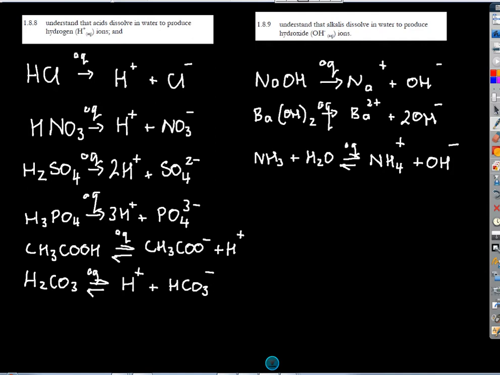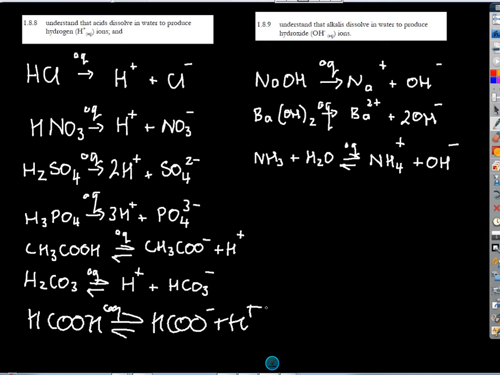But we'll just run through it very quickly again just to show you that these are all the acids that you should be familiar with. In fact, there's another one that you should also be familiar with, which is this one here at the bottom, which is again a weak acid called methanoic acid. Okay, so those are all the ones you should be familiar with.